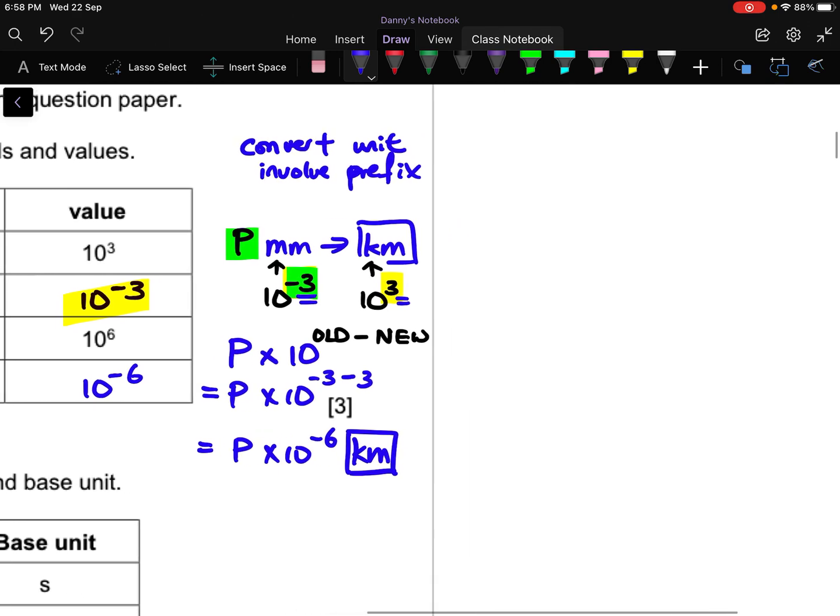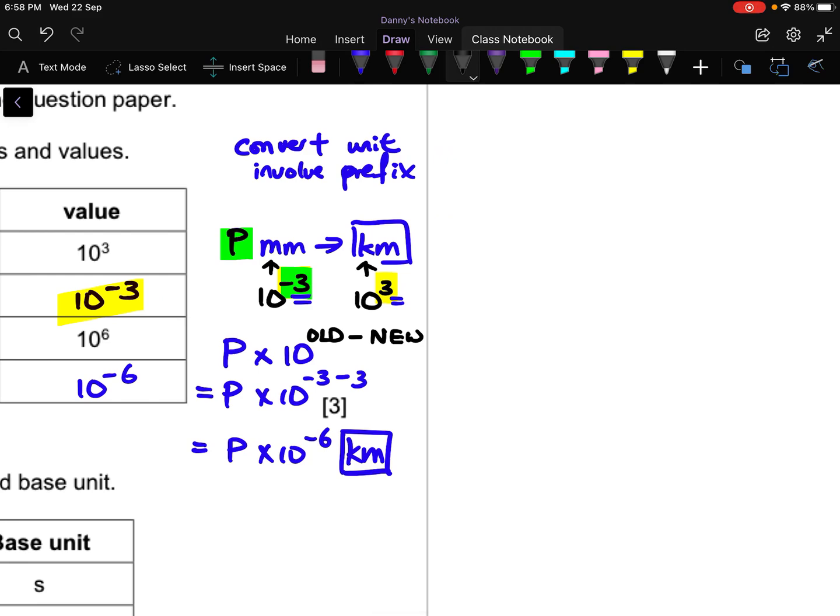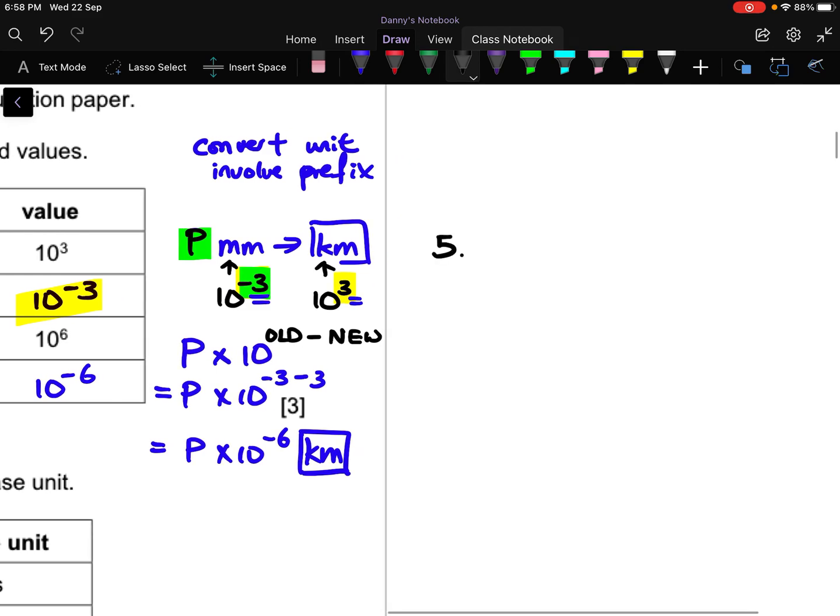I'll give you another illustration. What if I want to get, let's say, 5.6, this time maybe in kilograms, and I want to convert it into nanograms. Wow, very tiny. So how do we do it? First, identify what kilo is. Kilo is 10 to the power of 3. This one you need to memorize, no shortcut.